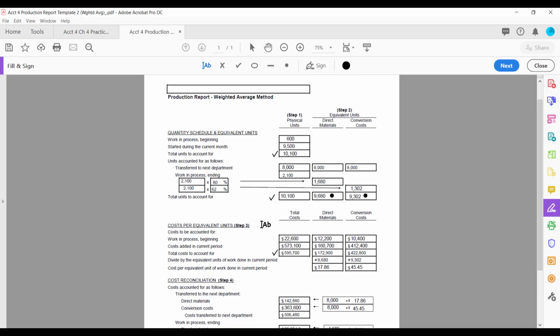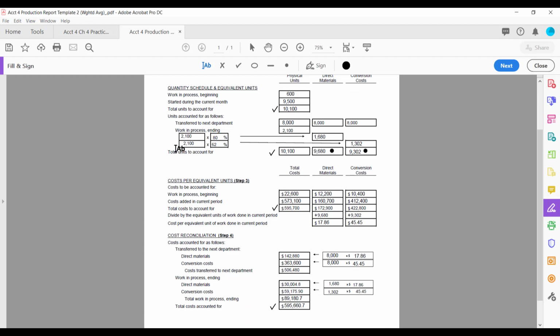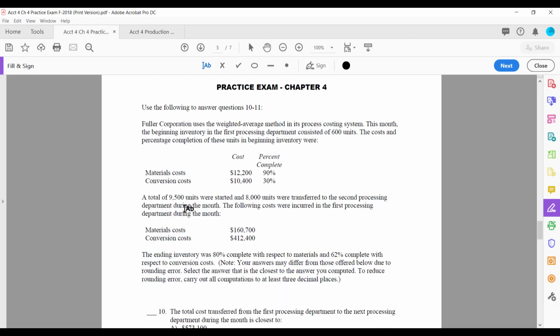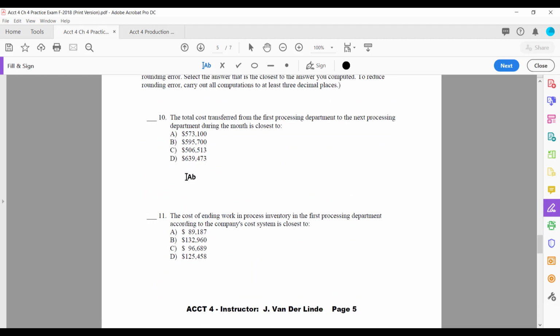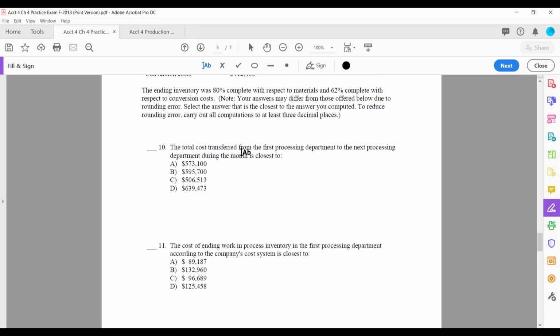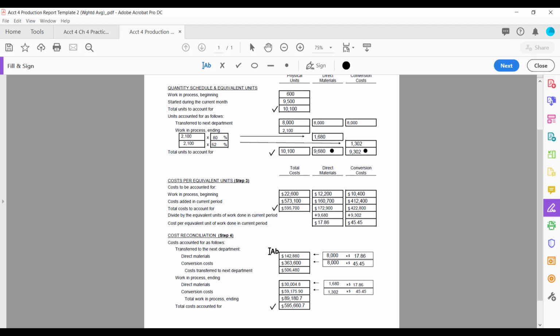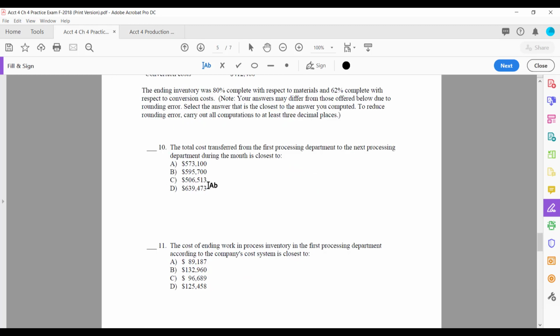So we've just done all of that work to fill out this template and answer some questions. So let's see what the questions are that 10 and 11 are asking. Number 10 is asking us, the total cost transferred from the first processing department to the next during the month is closest to. So what's the cost transferred out of this department? That's what we just found down here. Total cost transferred to next department is this 506,480. And the closest one there looks like it is going to be C.